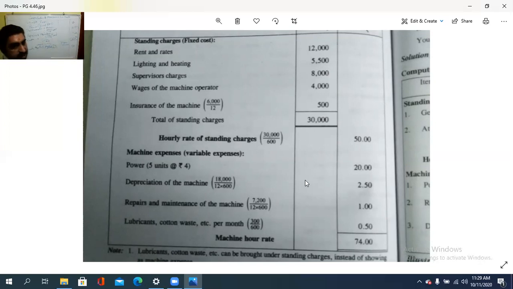Clear? So this is the case. In this way, we are calculating the machine hour rate.